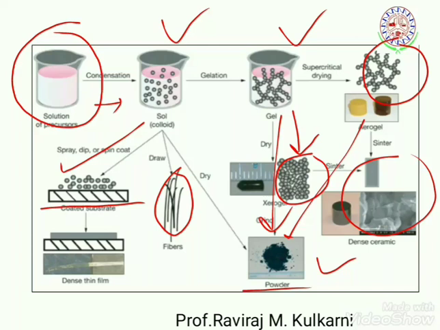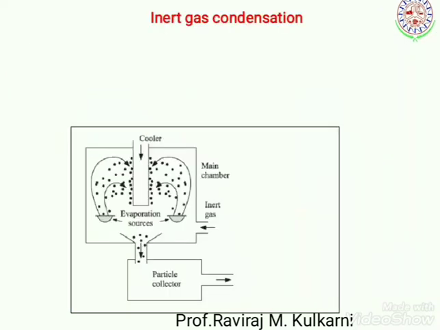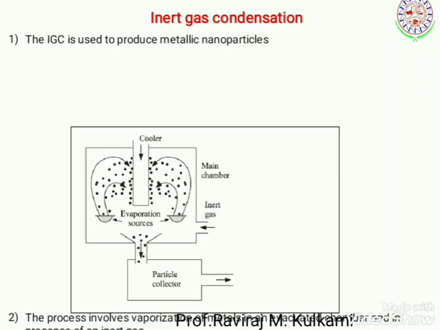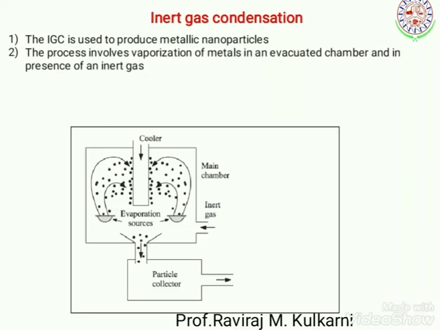Okay, sol gel process. Next we go to the inert gas condensation technique. Inert gas condensation technique is used to produce metallic nanoparticles such as iron, cobalt, nickel and so on. The process involves vaporization of metals in an evacuated chamber. This is an evacuated chamber.